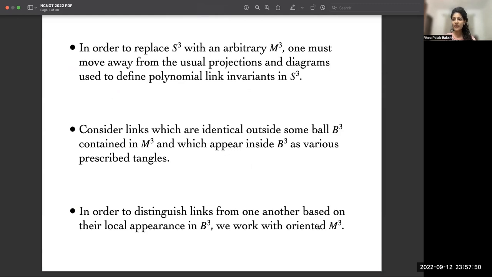And since we're moving away from the three-sphere to an arbitrary three-manifold, we also need to move away from the usual knot and link projections and diagrams that are used to define polynomial link invariants in S3. And we do this by considering links to be identical outside of a three-ball in the three-manifold that you're working with. And inside the three-ball, they appear as various prescribed tangles. And for us to be able to distinguish links from one another based on their local appearance in the three-ball, we will work with oriented three-manifolds.